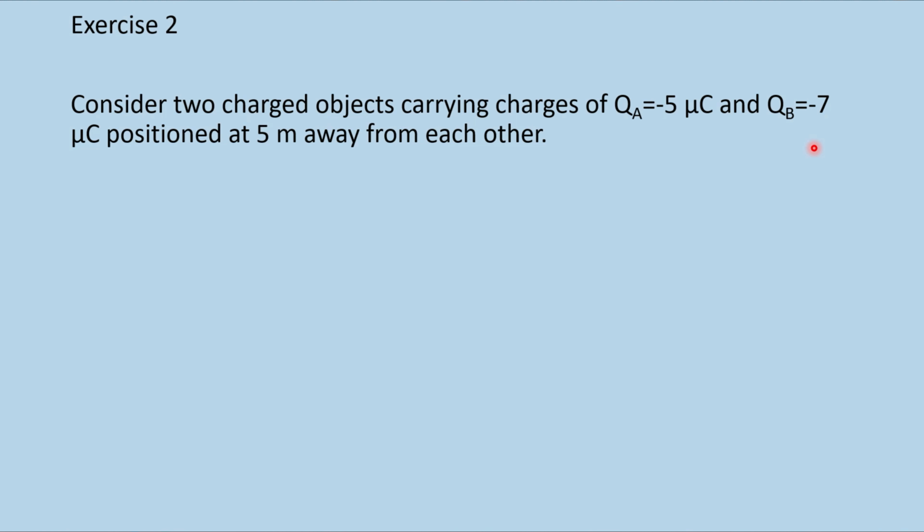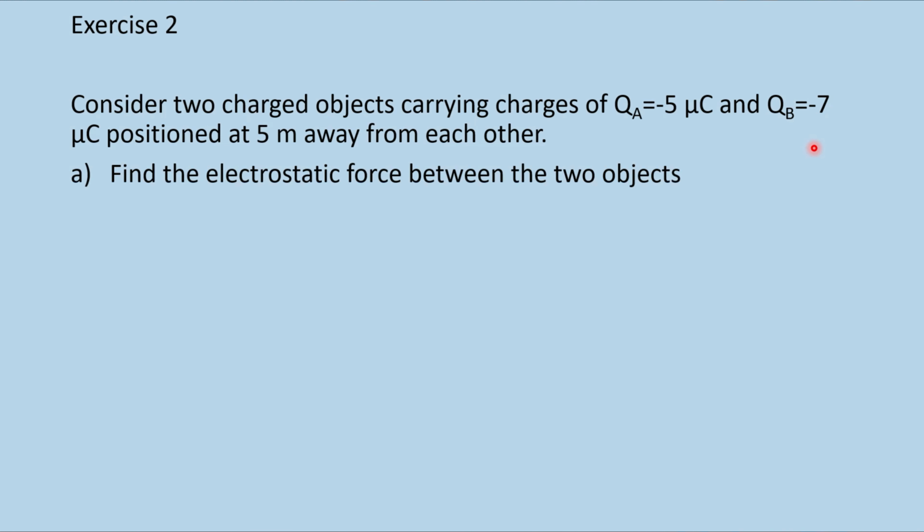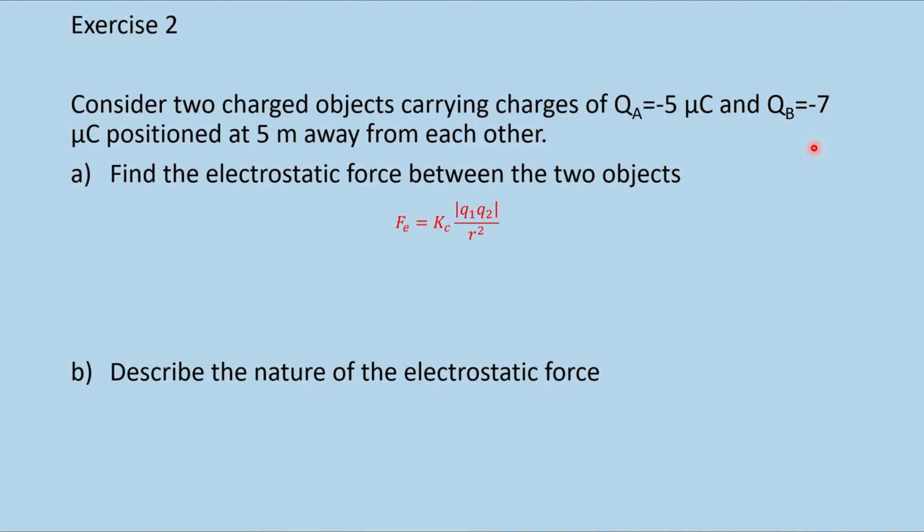Exercise 2. Consider two charged objects carrying charges of QA negative 5 microcoulombs, QB negative 7 microcoulombs, positioned at 5 meters away from each other. Again, we have QA is given, QB is given, and R is given. Find the electrostatic force between them and describe the nature of the electrostatic force. We apply Coulomb's law, we put the formula and we replace. Do not forget to convert, and we get the answer as 0.0126.